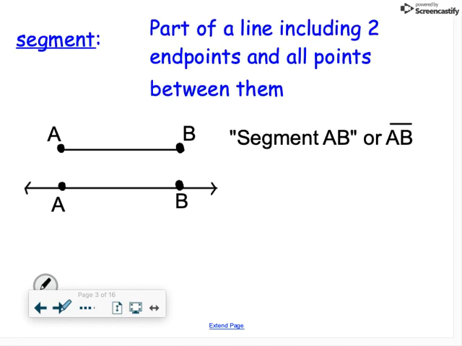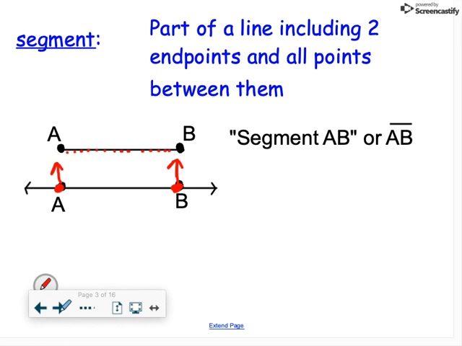So our first term is a segment. A segment is a part of a line including 2 endpoints and all the points in between them. So if we look at this one on the board, right, part of a line, we look at A, B. That is part of a line that includes 2 endpoints, and then it's all the points that are in between those 2 points as well.